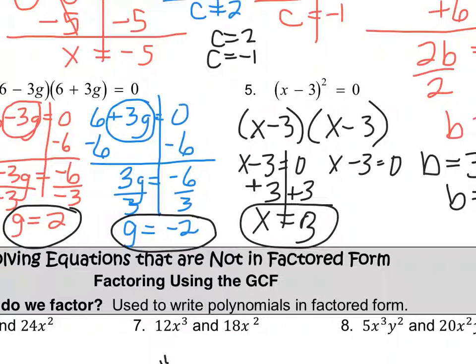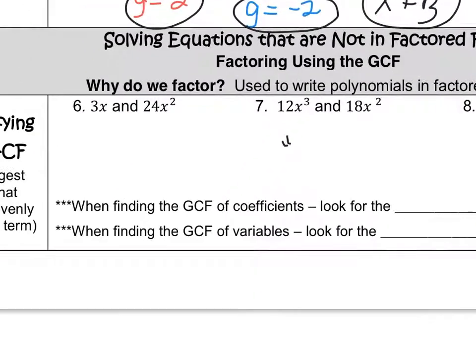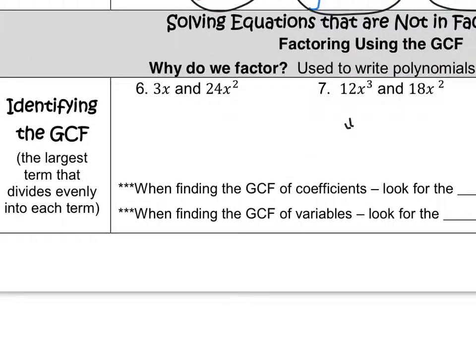Okay, so now that you know how to solve quadratics that are in factored form, let's talk about finding the greatest common factor so that we can begin to factor some of these equations. Okay, so when we're talking about the greatest common factor, we're just talking about what do the terms have in common. So when we look at 3x and we look at 24x squared, first thing I'm going to do is just kind of expand it out. So I've got 3x and I've got 24x squared. Now let's see what they have in common.